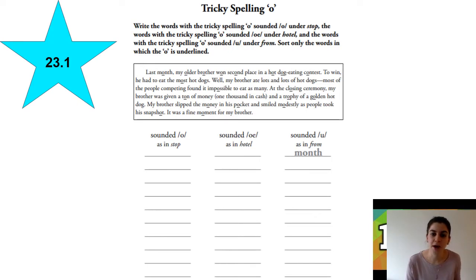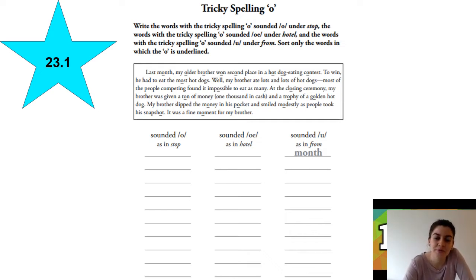You'll find this practice page in your phonics packet that was sent home on Friday. If you turn past the stories, this will be the first activity page that you see. Just like the star says, it's the one that says 23.1 at the top. On this page, you're going to read the story in the box. This story is about a boy who is in a hot dog eating contest.